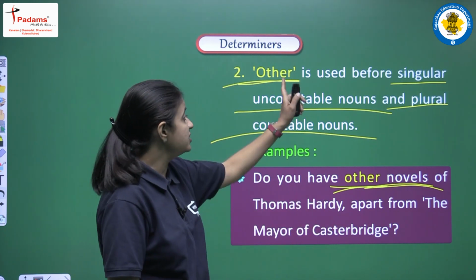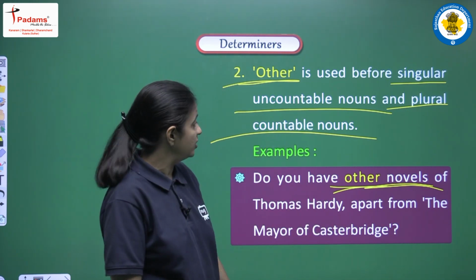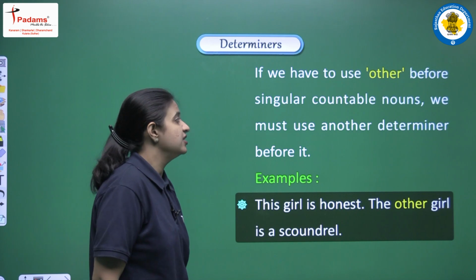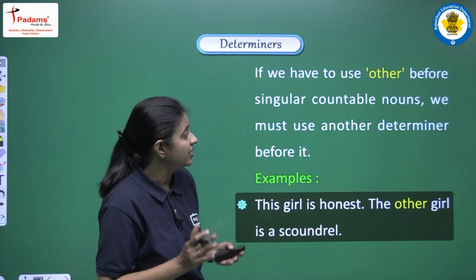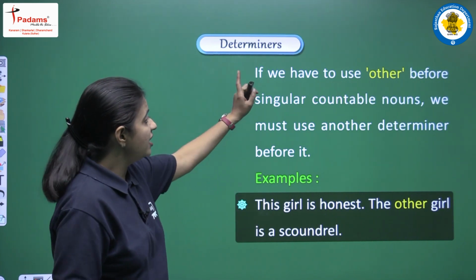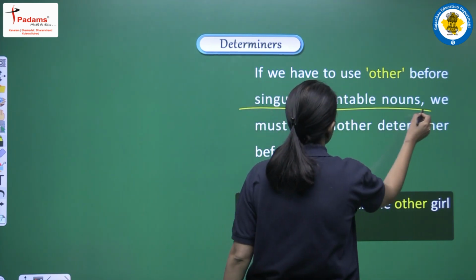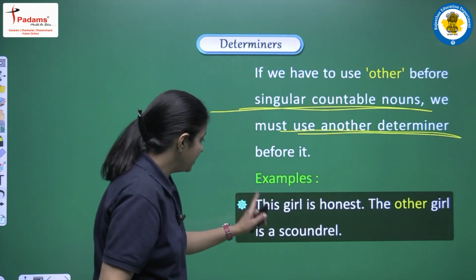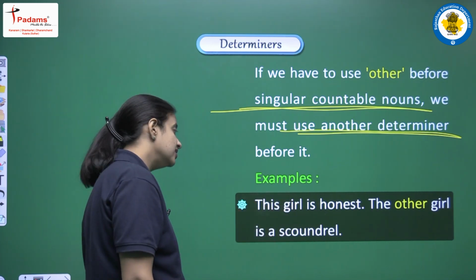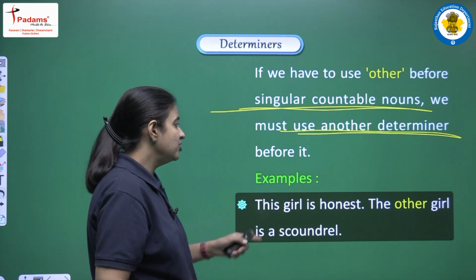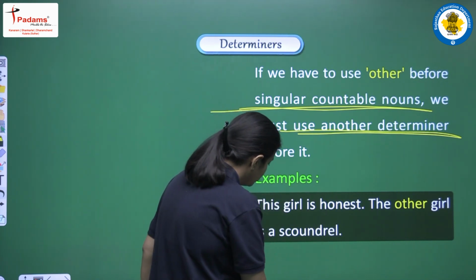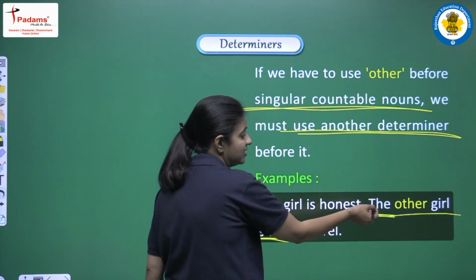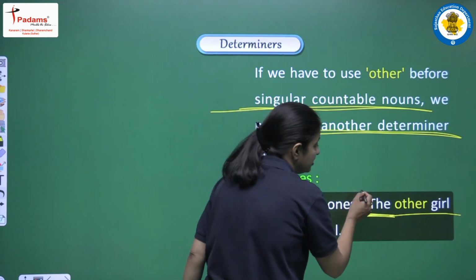It can be used before a singular uncountable noun, or we can say plural countable nouns. If we have to use other before a singular countable noun, we must use another determiner before it. Let's see: this girl is honest, the other girl is a scoundrel. When we are using the determiner other before a singular countable noun, because here we have girl, then we have to use another determiner. This is the reason we are using the here with other.